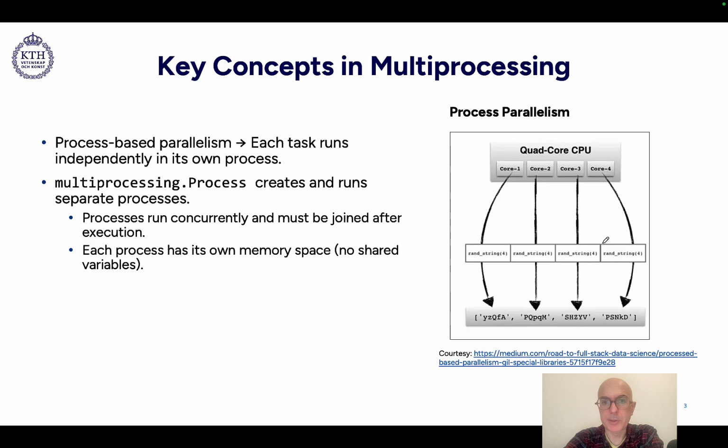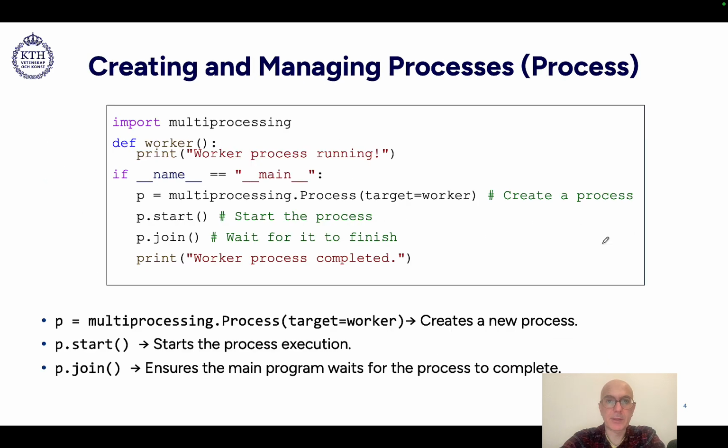The multiprocessing.Process class creates and runs separate processes. Processes run concurrently and, like threads, must be joined after execution. So we need to provide a synchronization point at which we ensure that all the calculations from the different processes are done. A key point is that each process has its own memory space, so it has no shared variables. We will see some means to share variables across different processes by explicitly telling them which memory can be accessed by the different processes. Let's look at the interface for creating and managing processes.